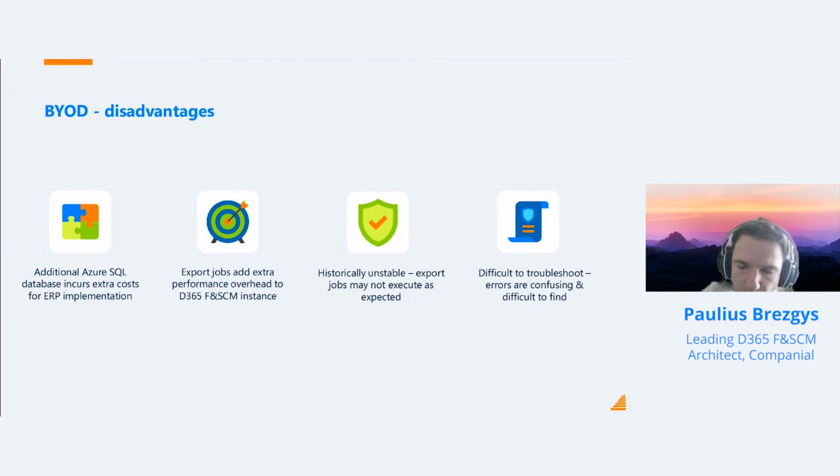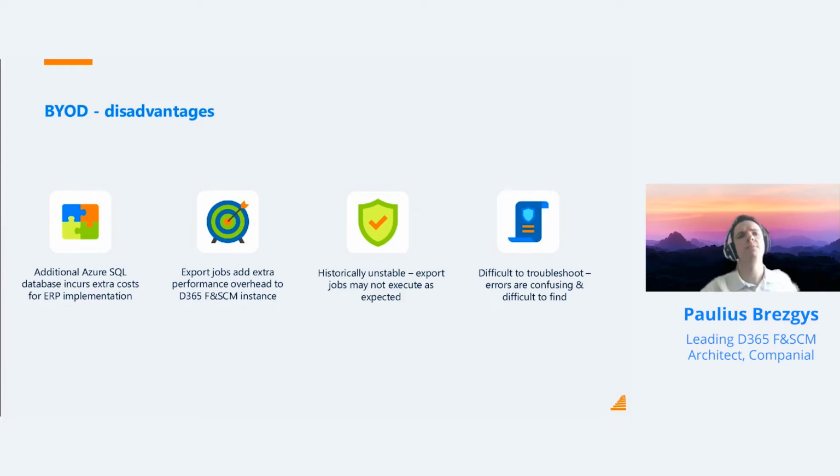extra in the background. And this whole performance overhead actually results in another massive disadvantage, at least from my implementation projects. It's historically unstable. Once in a while, BYOD export jobs fail. Why do they fail? There's usually a reason, but that reason is usually quite difficult to troubleshoot because there are different logs and different reasons. It might fail because of Dynamics, it might fail because of Azure, it might fail because of something else. So it's really historically unstable.